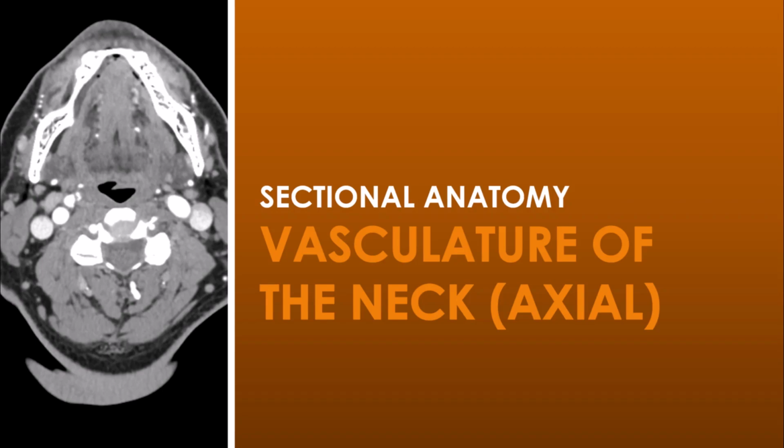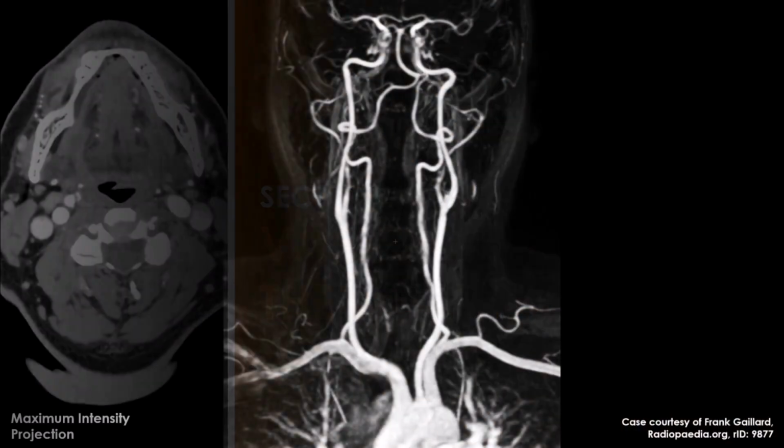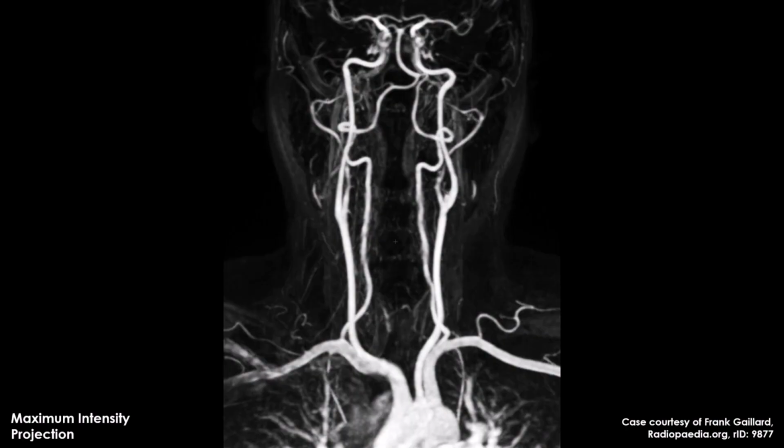Hey everybody, welcome back. This lesson is about the vasculature of the neck as seen in CT imaging in the axial plane. But first, we'll start with a maximum intensity projection. A maximum intensity projection, or MIP, is helpful because it can be used to create the appearance of a 3D image.